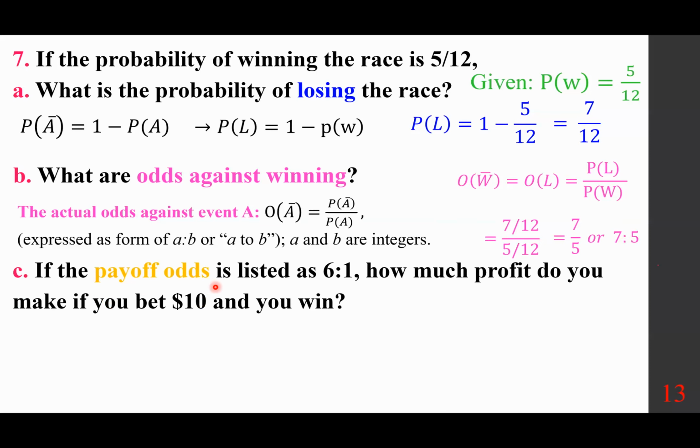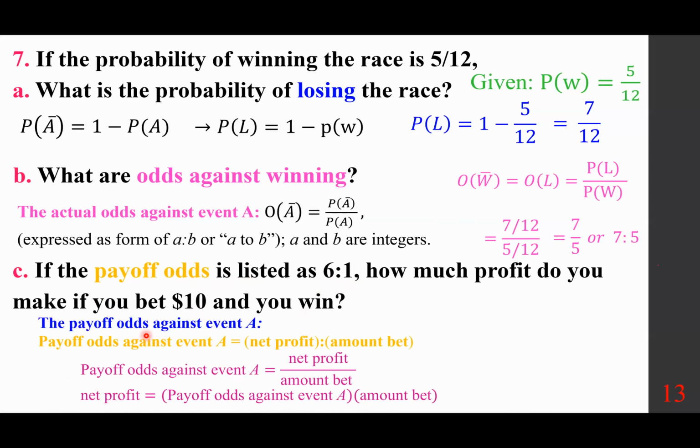If the payoff odds are listed as 6/1, how much profit do you make if you bet $10 and you win? Well, let's look at the formula here. The payoff odds against event A is the net profit divided by the amount of the bet. That is the formula, everybody.